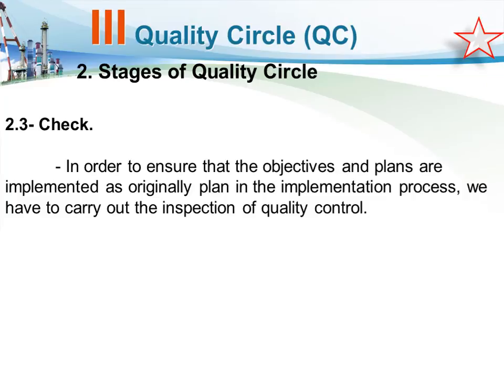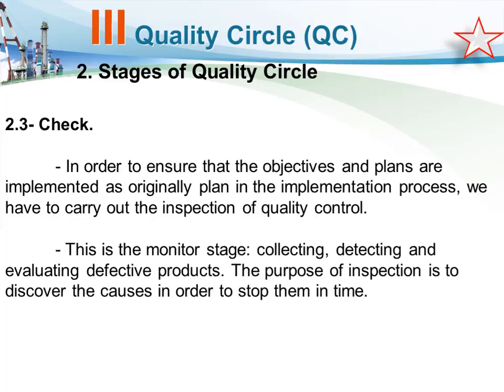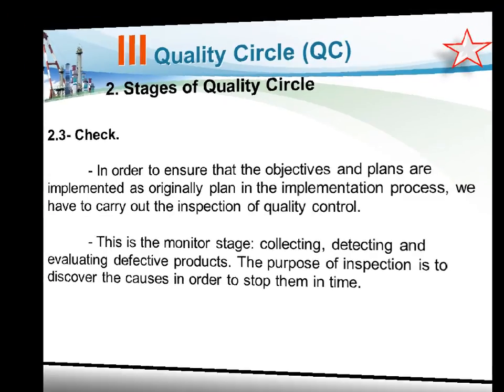Check. In order to ensure that the objective and plan are implemented as originally planned in the implementation process, we have to carry out the inspection of quality control. This is the monitoring stage, collecting, detecting, and evaluating defective products. The purpose of inspection is to discover the causes in order to stop them in time.